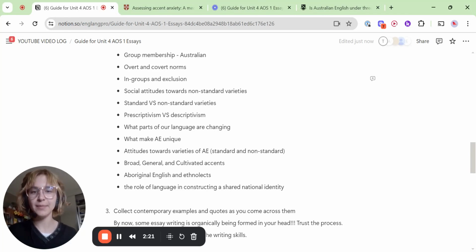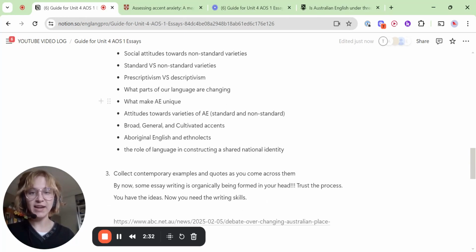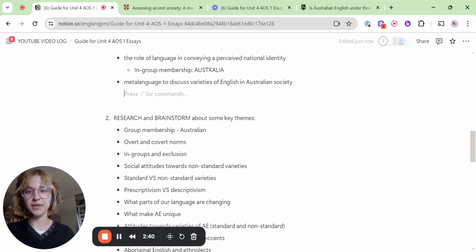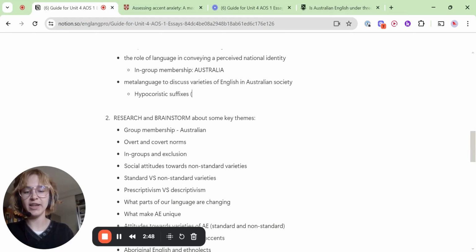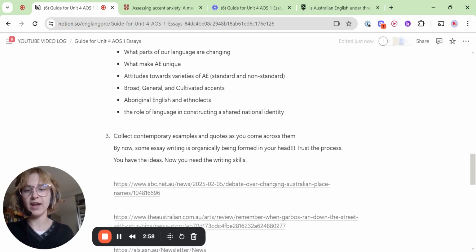Discuss. Something like that. So these are the things you want to look at: prescriptivism and descriptivism under attitudes, what parts of our language are changing, what makes Australian English unique, attitudes towards variety. So with this one, think about hypochoristic endings, which is a good piece of metalanguage, actually. So hypochoristic suffixes, which is the shortening plus the -ie or -o suffix, something like garbo. And I've got an example for that down here.